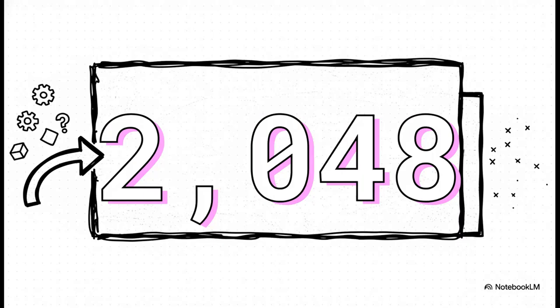Now, this loop can't go on forever. These models have a fixed context size, which is the maximum amount of text they can look at one time. For the original GPT-3, that was 2,048 tokens. And that's why, if you've ever had a really long conversation with an older chatbot, it might seem to forget what you talked about at the beginning. It's because that early text literally fell out of its memory window.